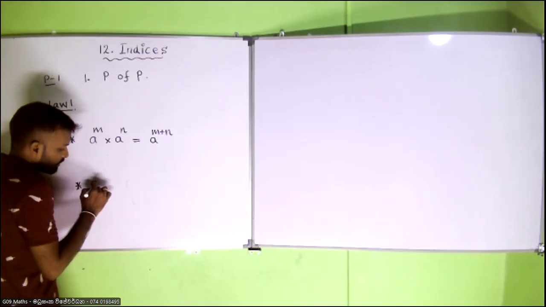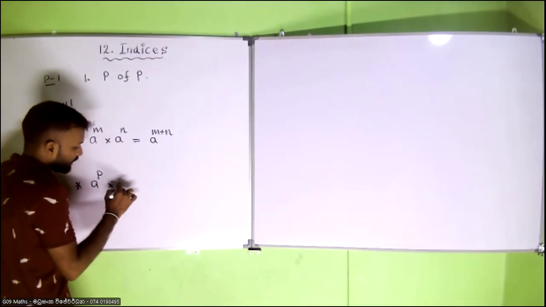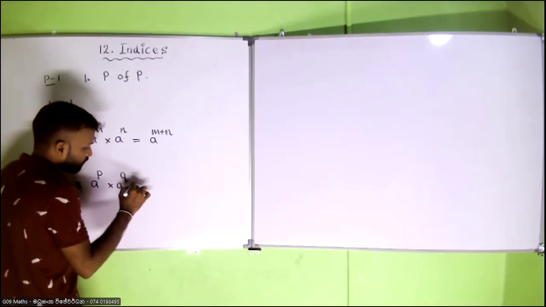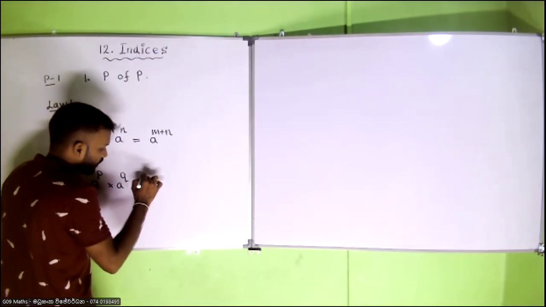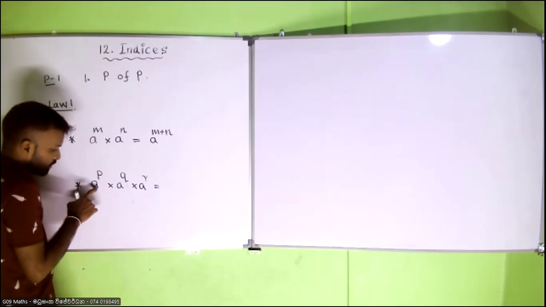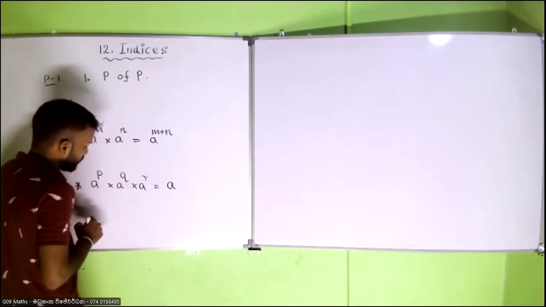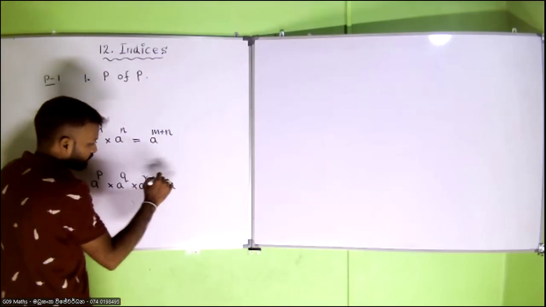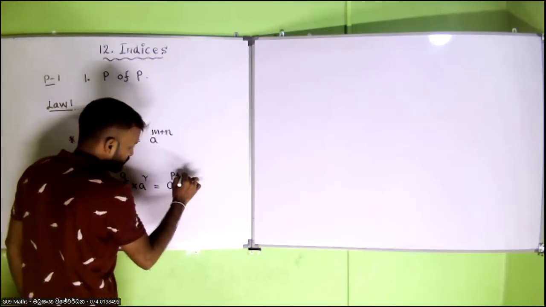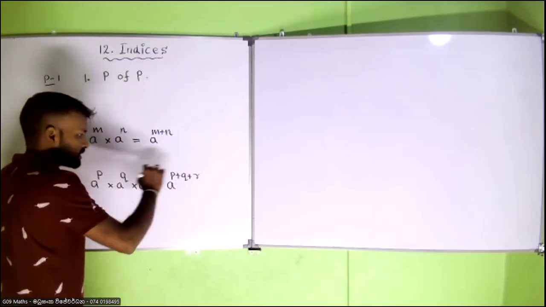I will take a to the power p multiplied by a to the power q multiplied by a to the power r equals. What can you say about the bases? A. Base is same. p plus q plus r. Right? Please write this.